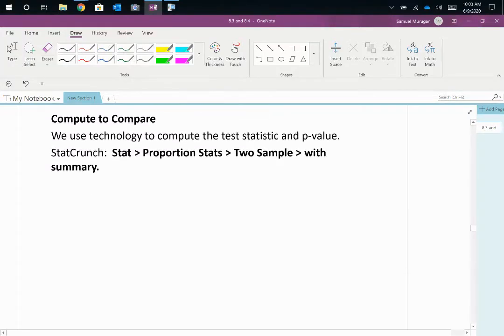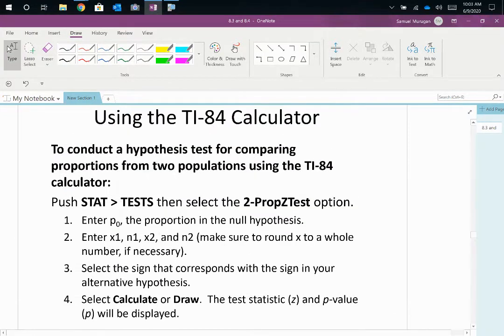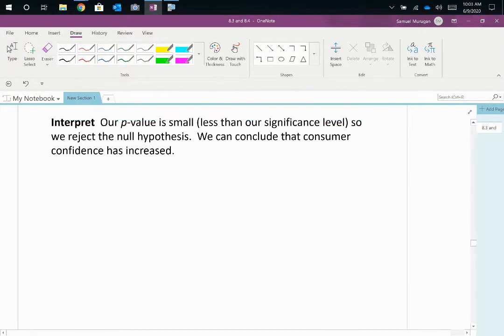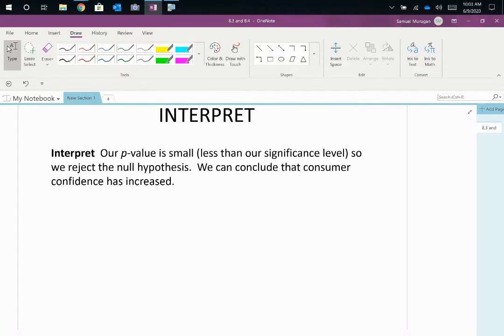I put the instructions with both StatCrunch and the calculator here, and I'm going to show you while we're doing the examples how to do those, okay? And finally, you will use the interpretation. Remember, if our p-value is small, less than our significance level, we reject the null hypothesis. We can conclude that consumer confidence has increased in whatever example we're talking about there. All right, now we're going to head straight to the problems. I want to make sure that you can answer these questions.